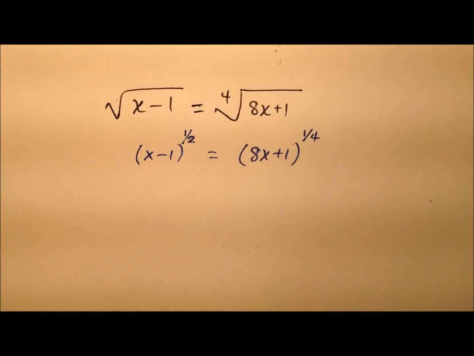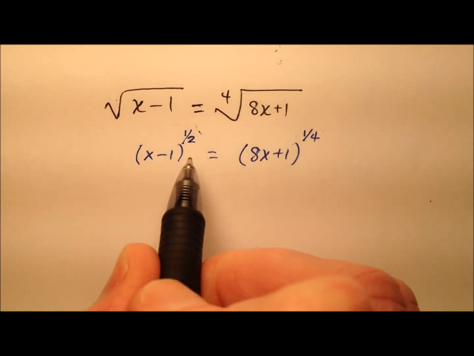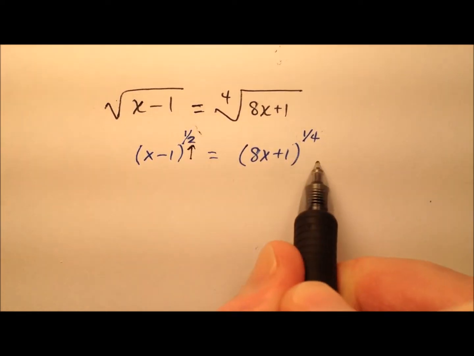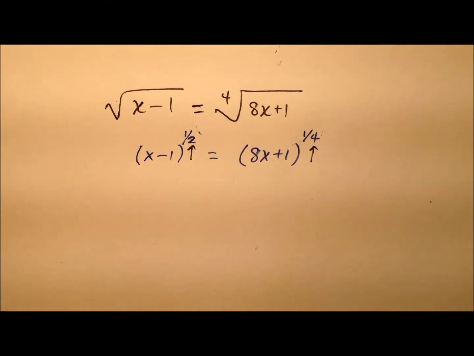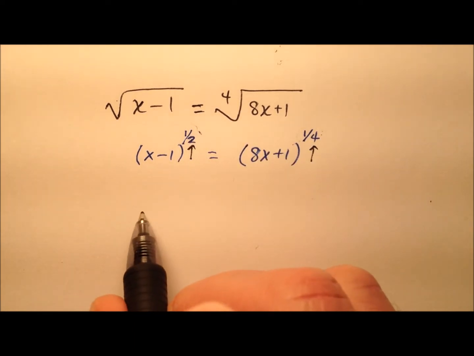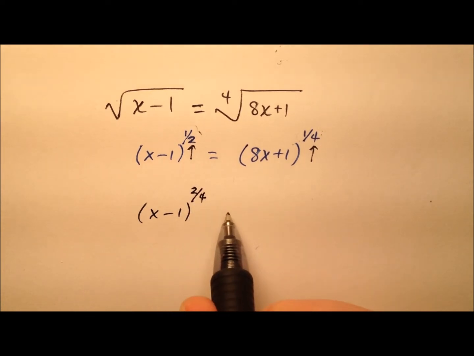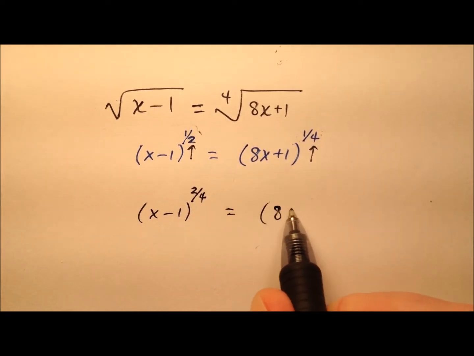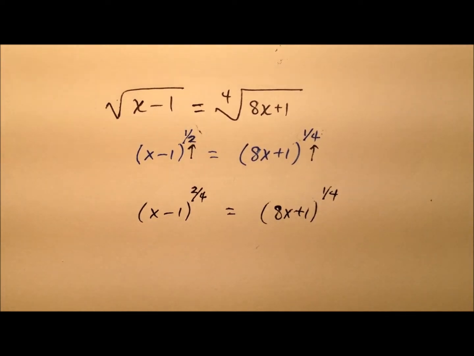I like doing it this way because it helps us visualize numerically what's going on. So we have this fraction here that's 1/2 and this fraction here that's 1/4. So those denominators are 2 and 4. If we were to get common denominators, it looks like that would be 4. So we can say x minus 1 to the power of 2/4 equals 8x plus 1 to the power of, well, 1/4, because that one didn't change.